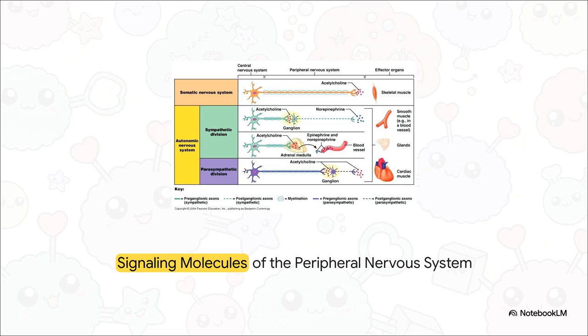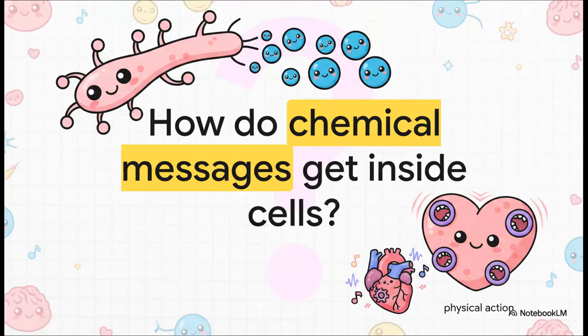So to cross that gap, the nerves literally toss chemical signaling molecules across. For the parasympathetic and somatic systems, they mostly use acetylcholine. But for the sympathetic system, we get norepinephrine plus epinephrine. These chemicals act like little messengers floating across the void to deliver the command to the organ. Which brings us to a really fascinating threshold.